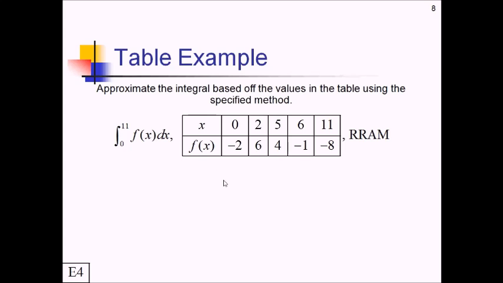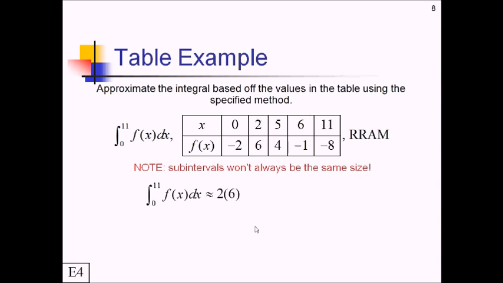We're going to do one more example. This one we're taking the integral from 0 to 11, and we're actually giving you the table and asking for an RRAM approximation. Pause the video and give it a shot. All right, so on this one, note that the subintervals won't always be the same size, especially when they're giving you a table. So going through here and approximating this, our first rectangle, we're going to have a base of 2 from 0 to 2 times, well, this is RRAM, so we have to go with 6 for our height.